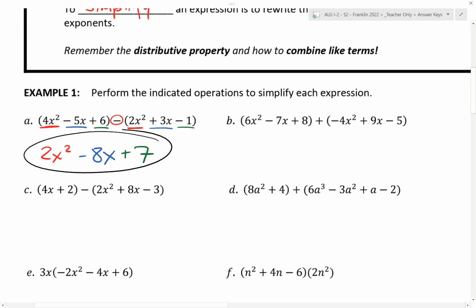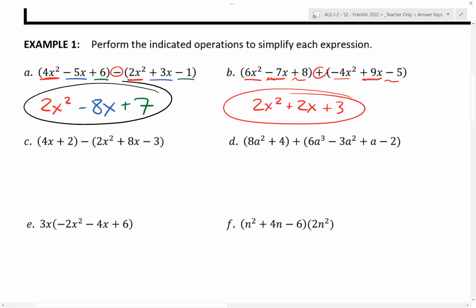All right, so that's how these work. Let's try the rest. The next one is addition. So we have 6x squared minus 7x plus 8, all added to negative 4x squared plus 9x minus 5. So 6x squared plus negative 4x squared, that's 2x squared. Negative 7x plus 9x, that's 2x. And then 8 plus negative 5, that is 3. So again, just combining like terms here essentially is what we are doing.